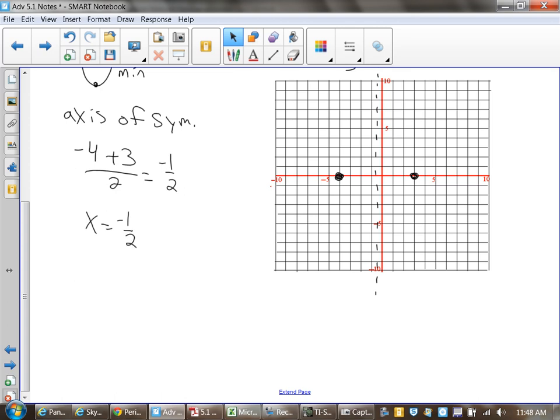Or 1/2, excuse me. So my vertex is at negative 1/2, comma, well, what's the other one going to be? What do you do? You substitute in and solve. Negative 1/2. What's the function? Plus 4 times negative 1/2 minus 3.